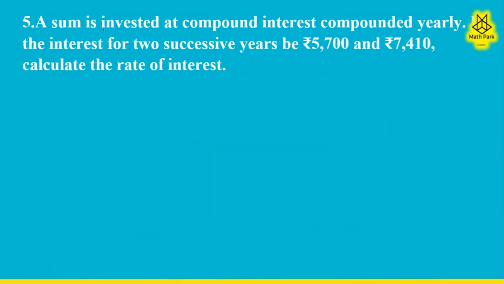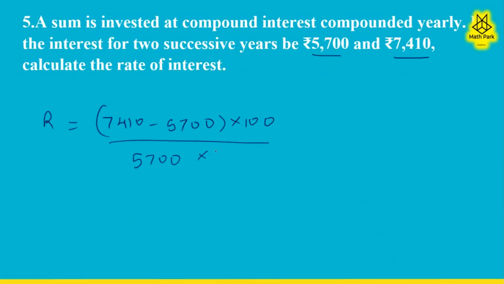The sum is invested at compound interest, compounded yearly. The interest of two successive years is 5,700 and 7,410. Calculate the rate of interest. This is the simplest question. So rate of interest is the difference between the interest of two consecutive years. So 7410 minus 5700 times 100 upon the original, which was 5700 into 1.